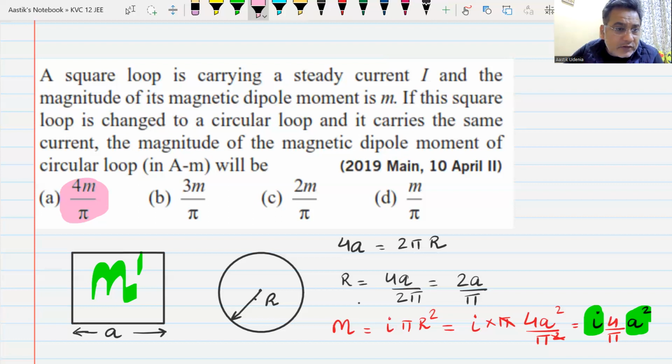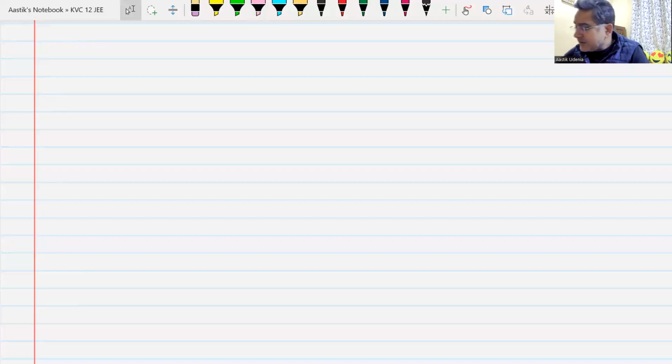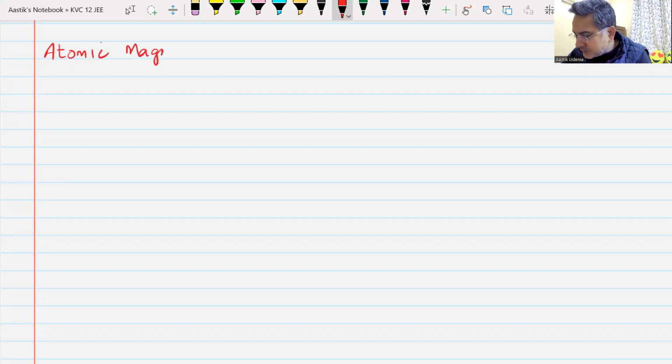And we will move on to the last thing that we need to understand. We have done some bits of it, but we will now do it in more detail. This is known as atomic magnetism. What do I mean by atomic magnetism? Anyone, any idea?